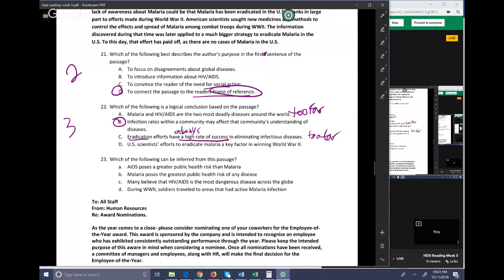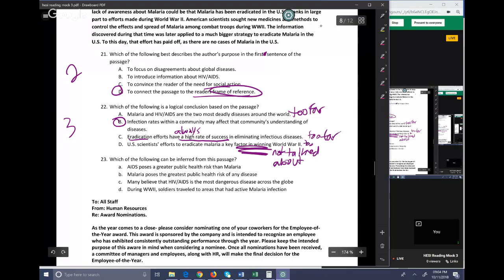D, I said that they did not talk about it because it was not a key factor in winning the war. It may or may not have had anything to do with winning or not winning a war. They don't talk about that. You could have answered D because you could have read it too quickly and thought, oh yeah, eradicating malaria was a key factor in the war and in the safety of our troops, and that would all be true.